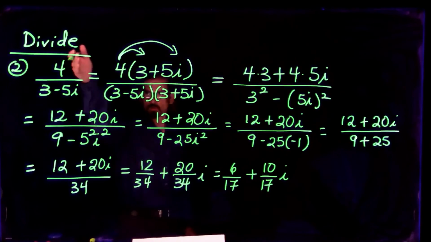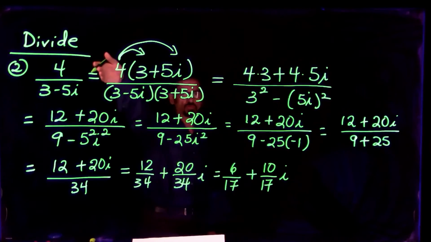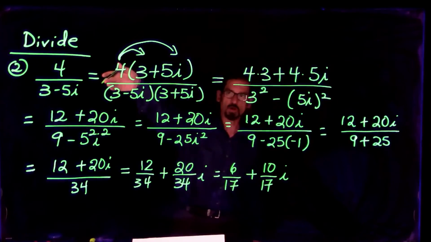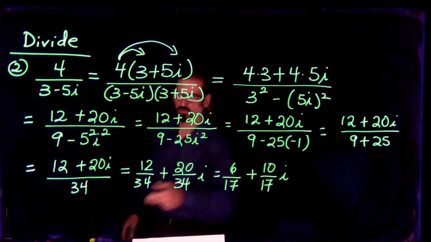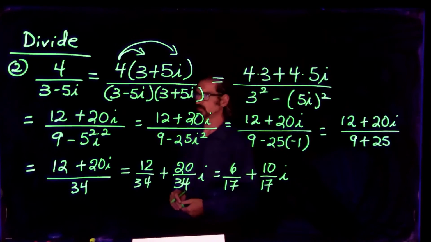Again, we're seeing a complex number. Even 4, though it's purely real, is also a complex number. A complex number divided by a complex number is a complex number, as long as we're not dividing by 0.